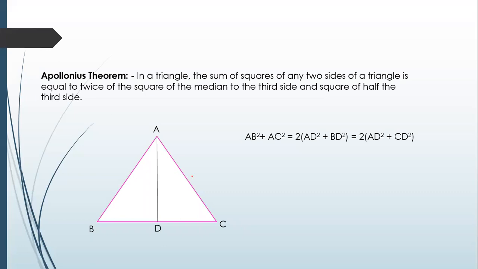BD square. Now I will emphasize on what is the application of this theorem. Listen to me. The application of this theorem is only when all the sides of the triangle are given, or two of the sides of the triangle are given, and you are given the length of half of the side BC, that is of BD or CD, right? And you have to find the length of the median. Then this theorem is very helpful.